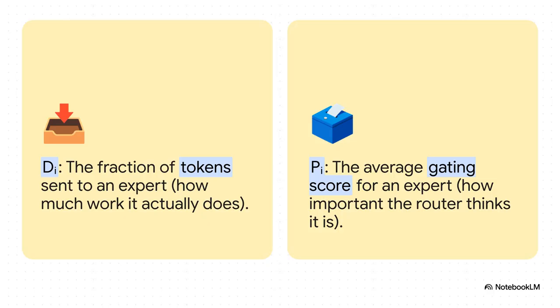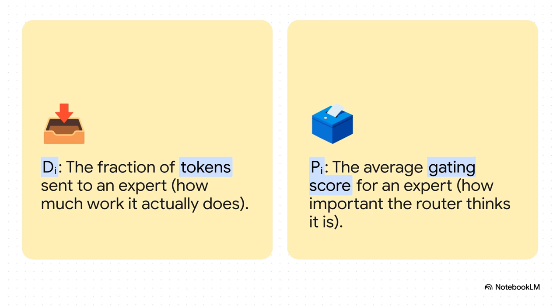So how does that math actually work? Well, that loss function is basically looking at two things for every single expert. On one side, you have d sub i. Think of that as the actual amount of work an expert gets, the fraction of data it processes. On the other side, you have p sub i, which is the importance score the router thinks that expert should get.